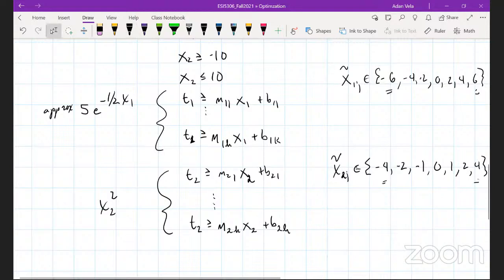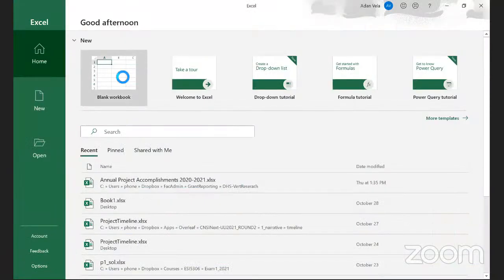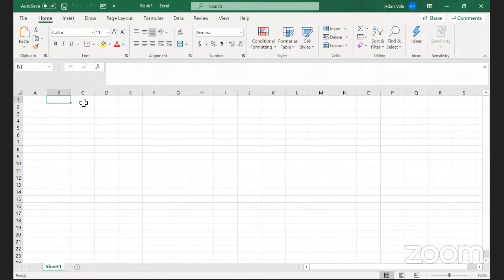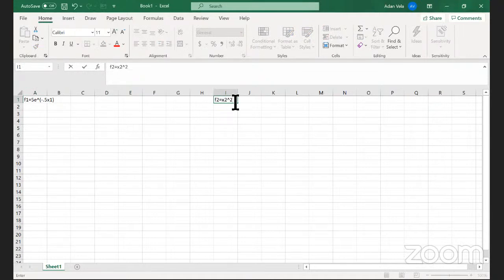Right. Moving over to Excel, I'm going to do all the calculations for each of the functions. So I'm going to open up a new notebook. Right. And I'll do this in 2 separate parts. So the first part will be for the exponential equation. Then we'll repeat this process for our second separable function, which is x2 squared. Okay. All right.